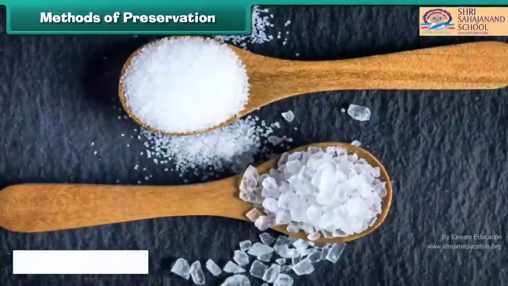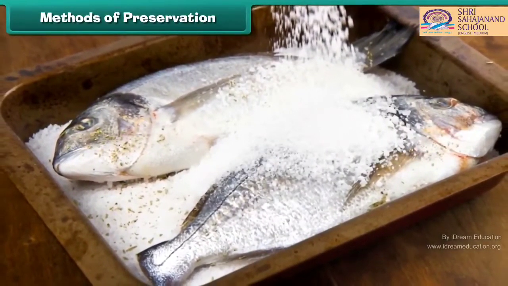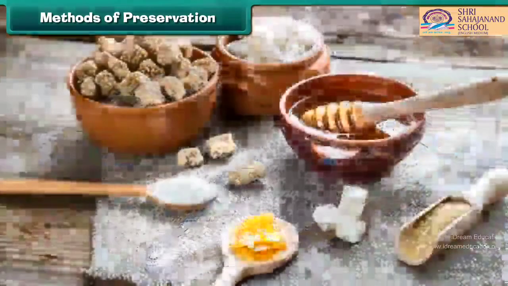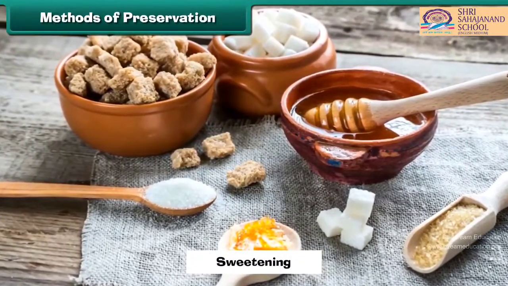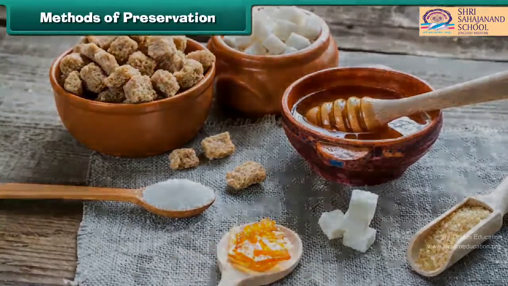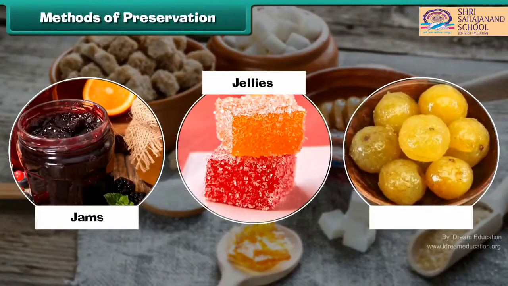Salting. We can add salt to preserve food items, like in pickles or fish. Sweetening. Excess sugar in food also acts as a preservative. Jams, jellies, and murabbas are preserved for a long time by adding sugar.